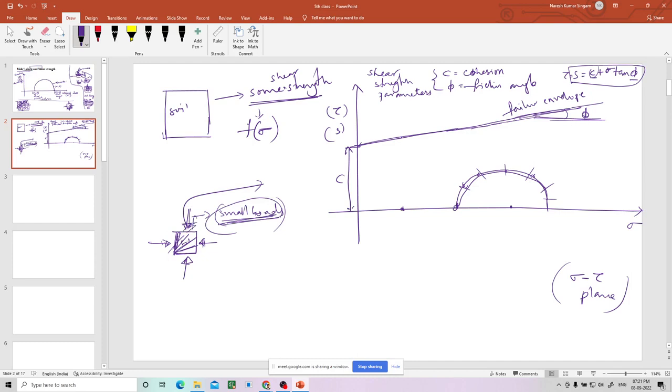So as you are increasing this load, what happens? The stresses on the soil sample also will increase. Stresses will increase like that. So like that, at one point this Mohr circle will touch this failure envelope. Okay, let me delete. Those are just to make you understand.